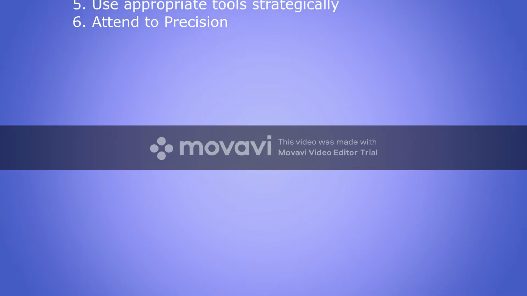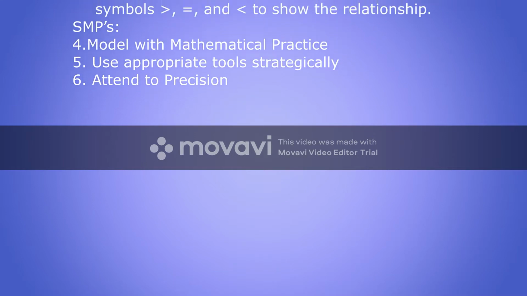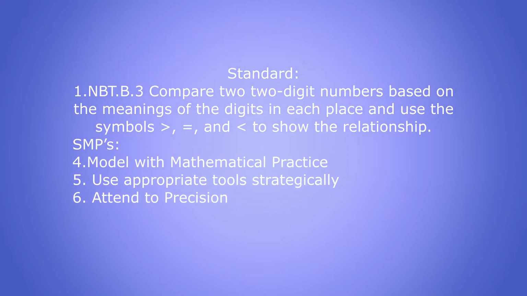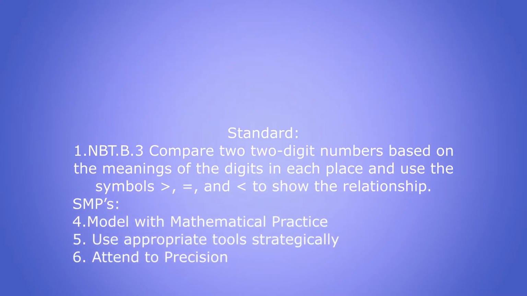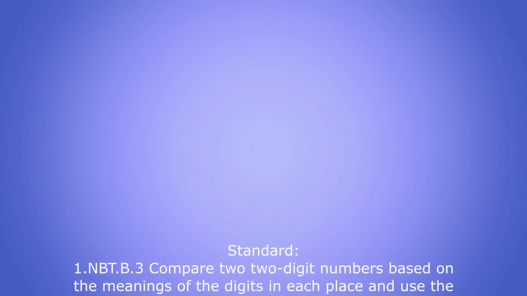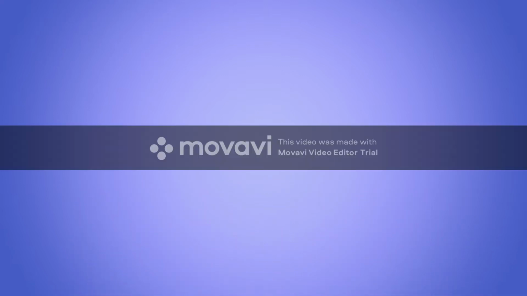Standard 1.NBT.B.3: Compare two-digit numbers based on the meanings of the digits in each place and use the symbols greater than, equal to, and less than to show the relationship. SMPs: Model with mathematical practices, use appropriate tools strategically, and attend to precision.